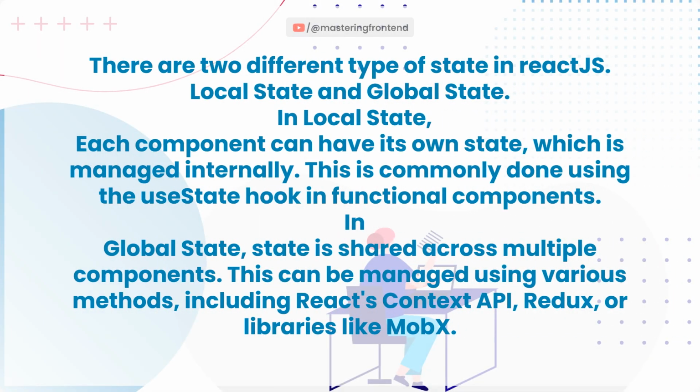There are two different types of state in React.js: local state and global state. In local state, each component can have its own state, which is managed internally. This is commonly done using the useState hook in functional components. In global state, state is shared across multiple components. This can be managed using various methods, including React's Context API, Redux, or libraries like MobX.